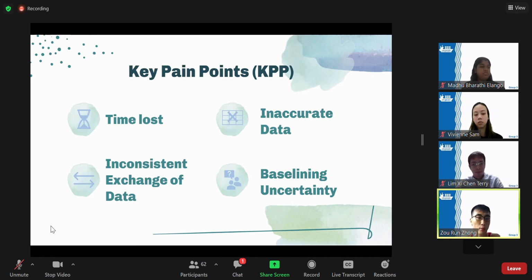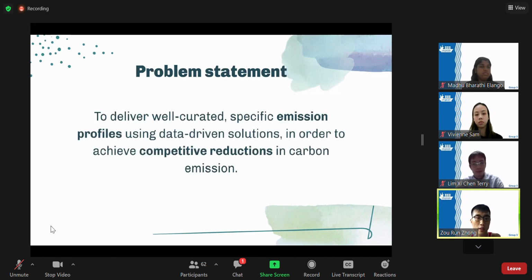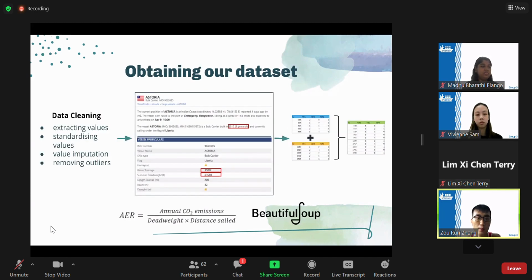required goals by 2040. From this, we develop our problem statement to deliver well-curated, specific emission profiles using data-driven solutions in order to achieve competitive reductions in carbon emission. Our data was prepared as follows.